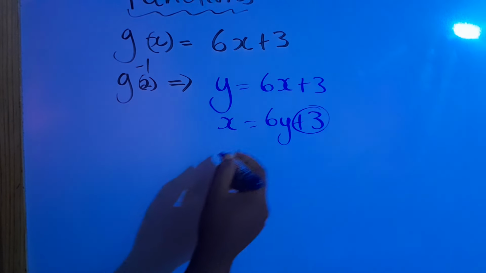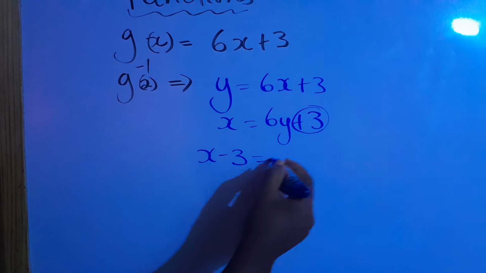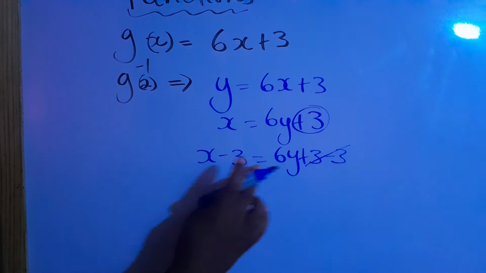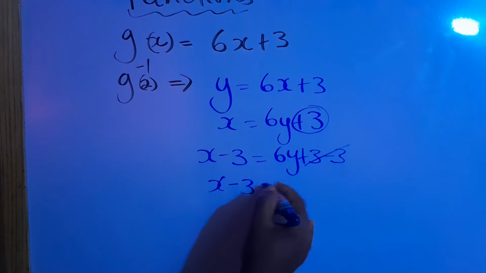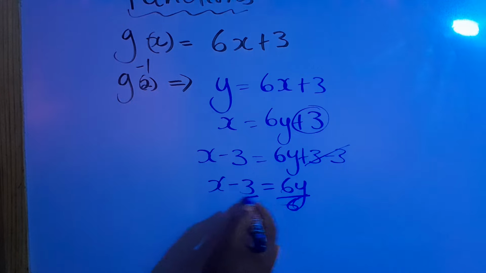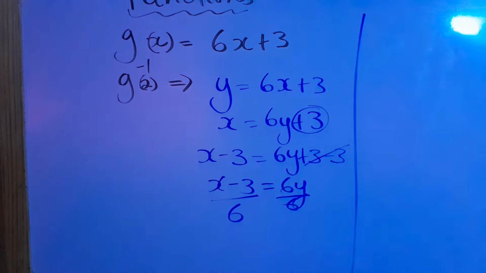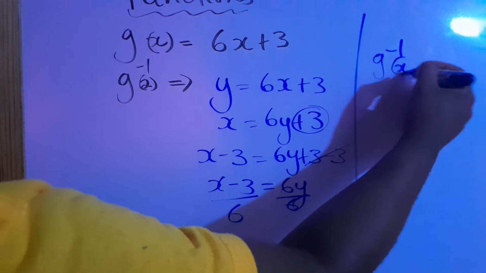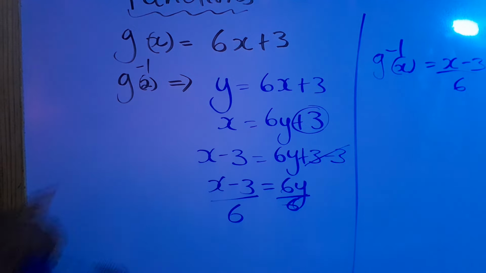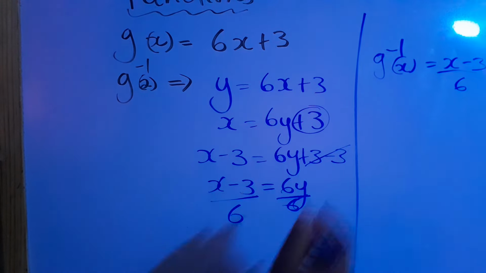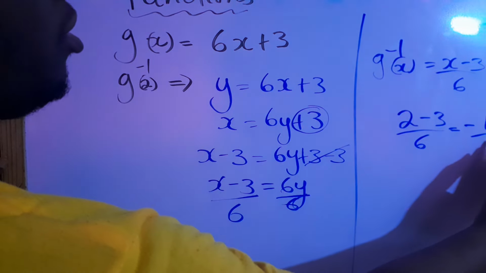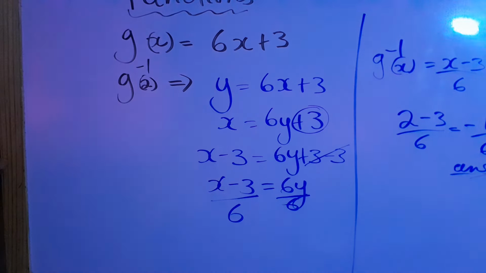We get rid of this plus 3 by subtracting 3 from both sides. Next, we have x minus 3 equals 6y. So y is being multiplied, so we divide by 6. The inverse of g works out to x minus 3 over 6. But we are not finished. We are supposed to put 2 where x is now. So we put 2 minus 3 over 6, and of course, this gives us negative 1 over 6. And that would be our answer.